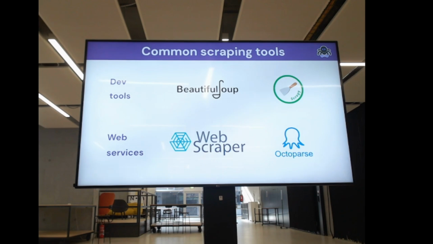So these are common scraping tools that don't use AI to scrape content from websites. For example, developer tools like Beautiful Soup, Scrapy, or web services, for example, Web Scraper and Octoparse, that allow you to specify which information you want from the website. For example, outline what you want with the mouse, or click the exact information that you want. And they are really good if the structure or content of the website doesn't change over time. So if it's static, they're really good tools.